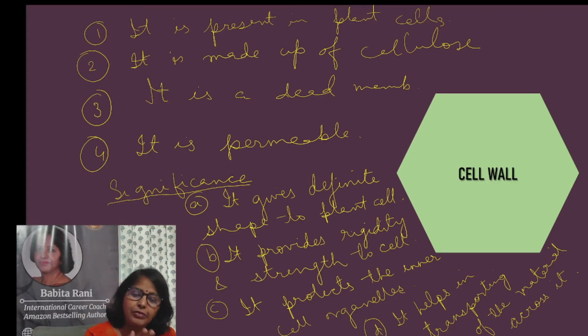Why do animal cells not have cell wall? Because cell wall is very rigid, and animals need flexibility to move from one place to another. There are other factors also for which animals need flexibility. So animals require flexibility, that is why they don't have cell wall.